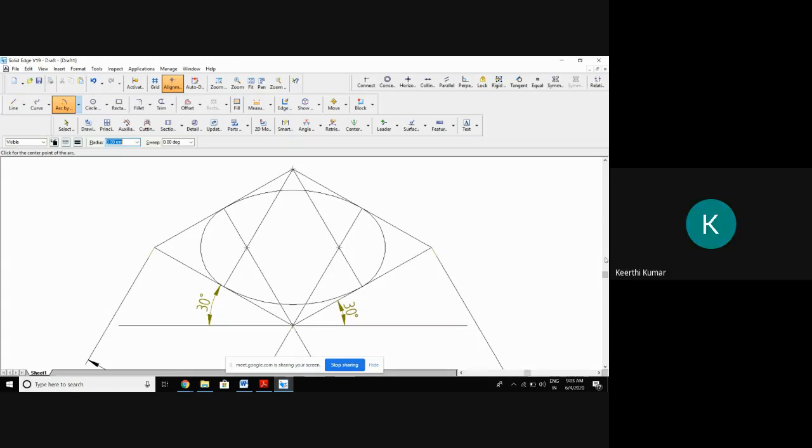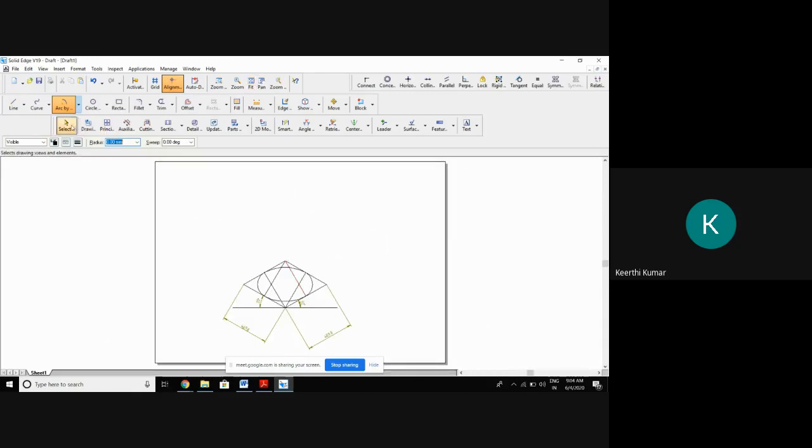Yes, sir. Okay, fine. Now you observe carefully. Now we want this ellipse. The base of the cone is done. We want to convert this as a cone. So what is the general procedure we did?